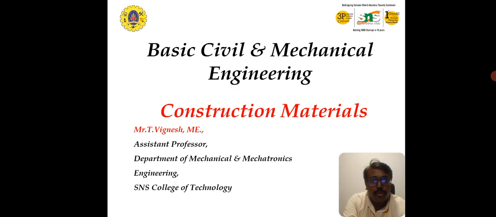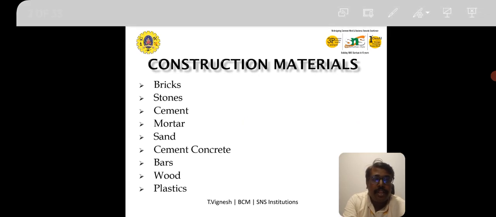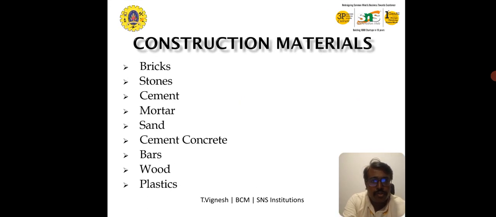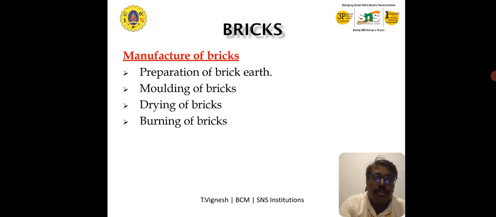So the knowledge about construction materials, like bricks, stones, cement, mortar, sand, cement concrete, bars, wood, plastics, and a lot of other construction materials, is important. These are the major construction materials that we use in day-to-day life. Bricks and stones are very important, so we will cover them one by one. First, bricks. A brick is a rectangular element which is made up of sand.